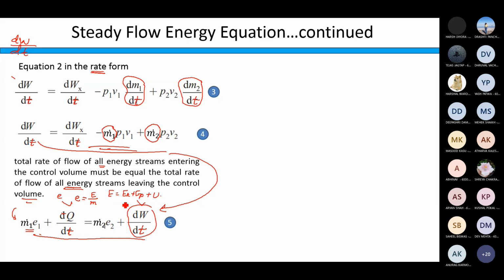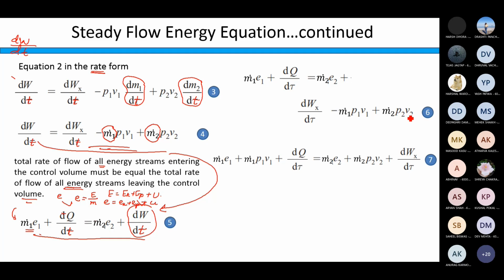Or if I simply write on a per unit mass basis, this e can be written as per unit mass, so this will be EK plus EP plus u. Now this is kinetic energy per unit mass, potential energy per unit mass, and small u means internal energy per unit mass. So that way we are going to expand these two terms next. Before that, I have just substituted for this term dW by dt and rewritten the same expression as it is. So name this as equation 6.